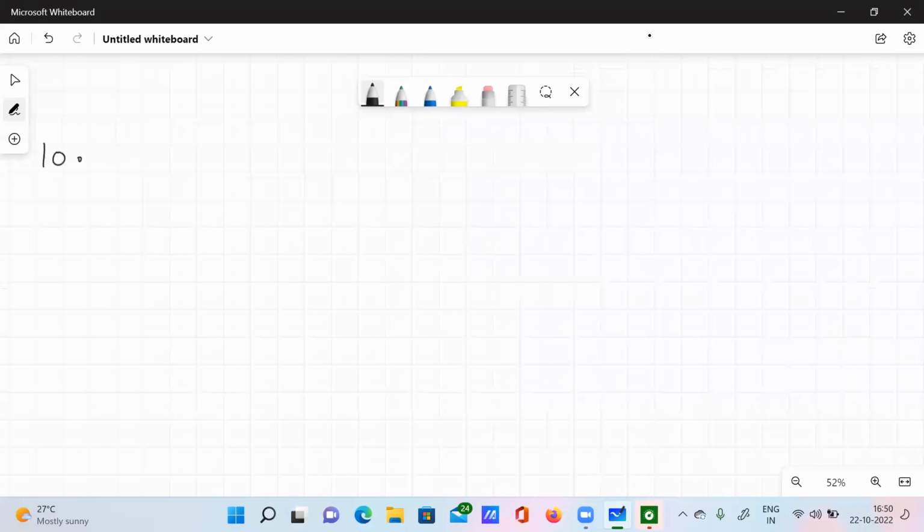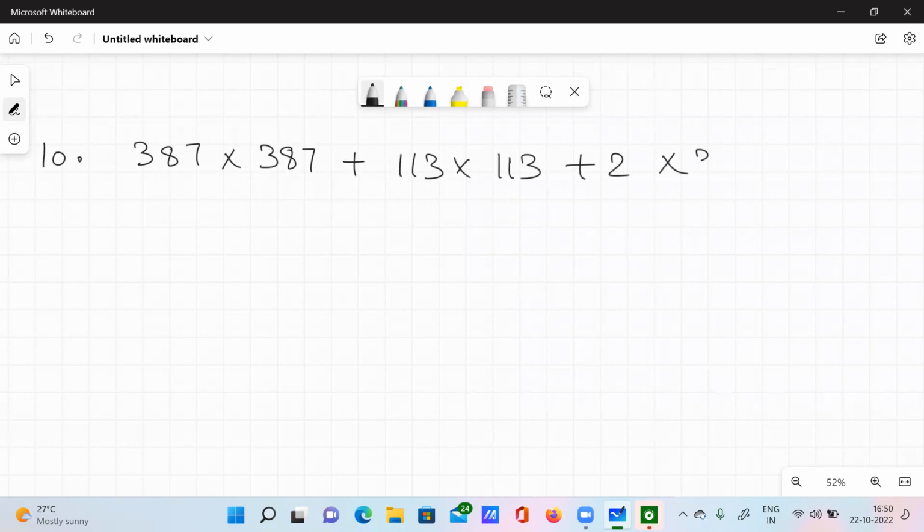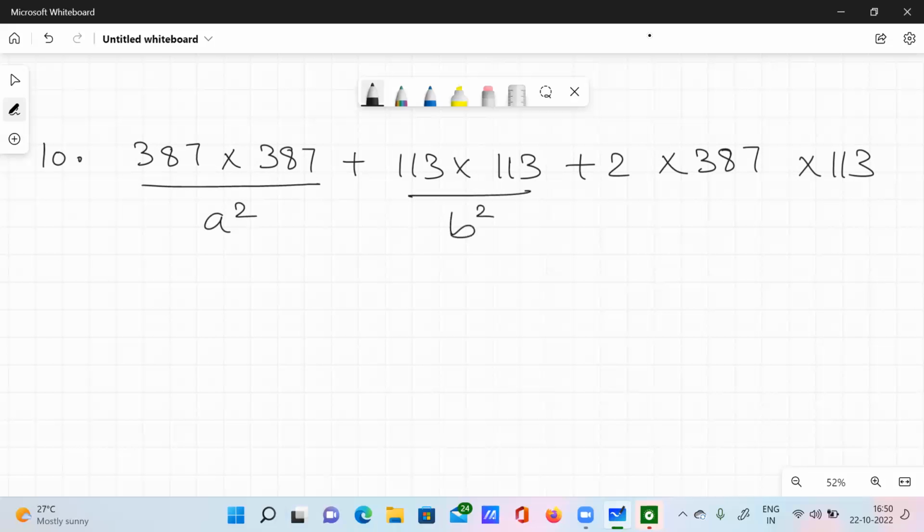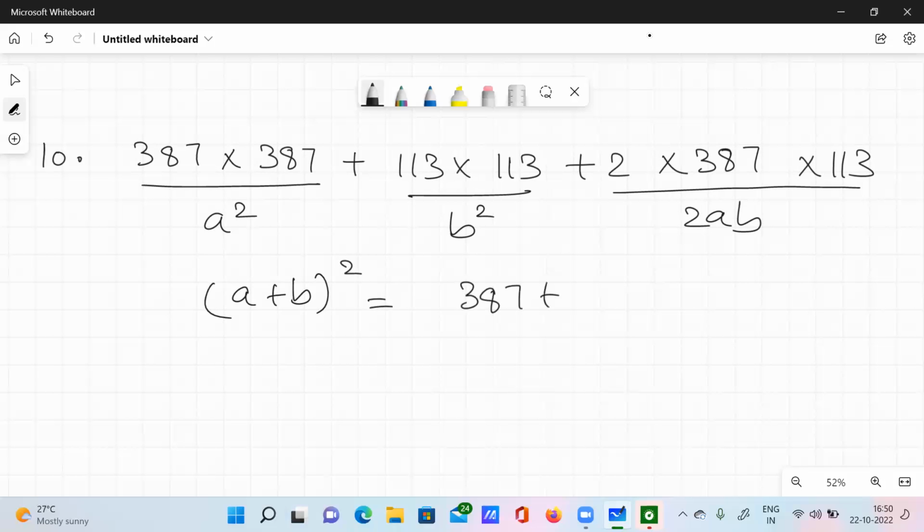This is the 10th question here. 387 into 387 plus 113 into 113 plus 2 into 387 into 113. See, if you focus here, this is in the form of a square plus b square plus 2ab. So what's the formula for this? (a plus b) whole square. So how to do that? (387 plus 113) whole square.